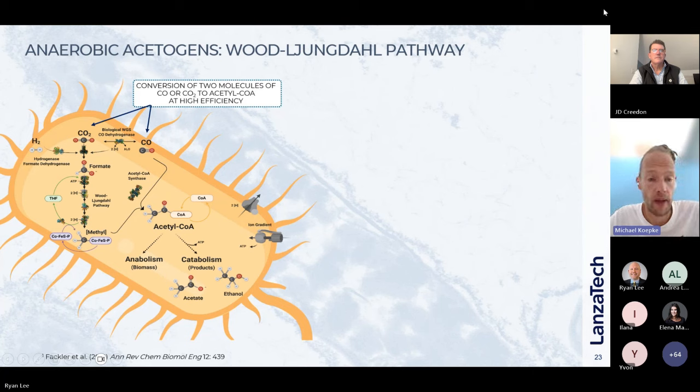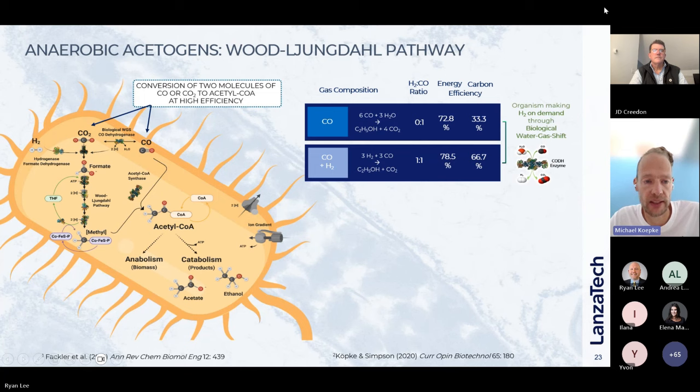or E. coli. If you look at the pathway, it can accept 2 molecules of either CO or CO2 and then fuse that together to acetyl-CoA, which is really one of the building blocks of life from where the cell grows, but you can also make products. It's actually quite important that this organism is also able to not just use CO2, but also CO. In fact, it can also grow on purely CO.